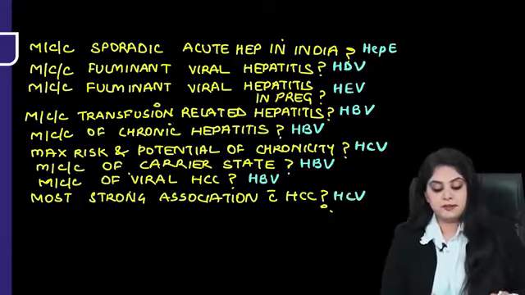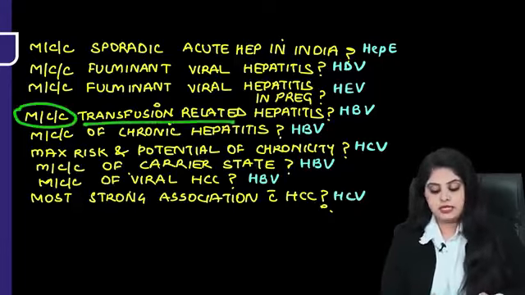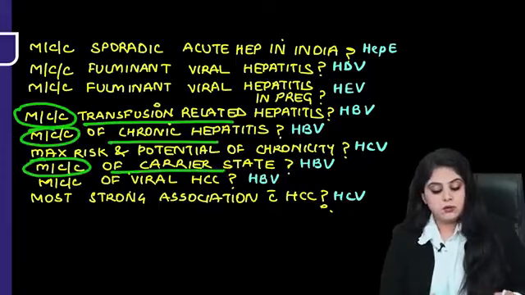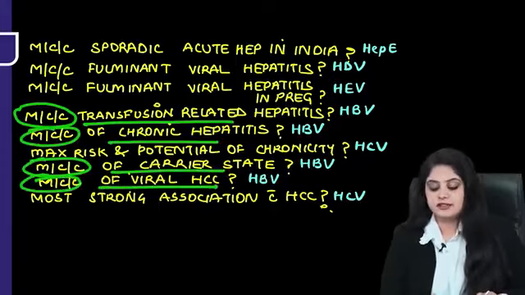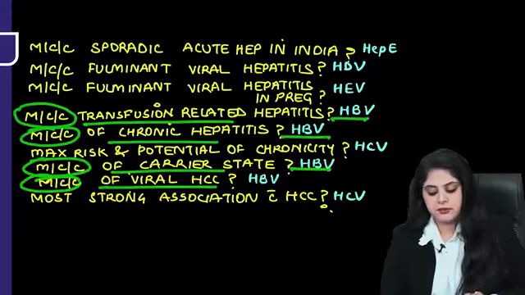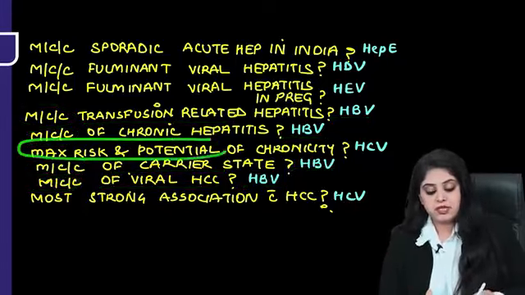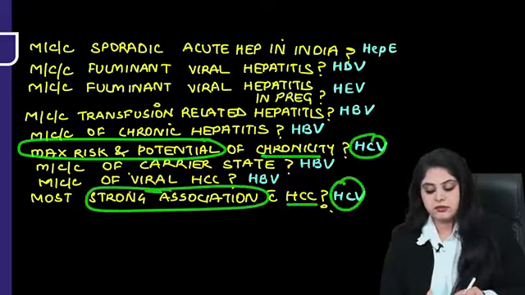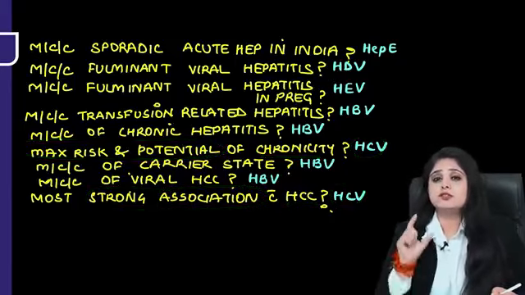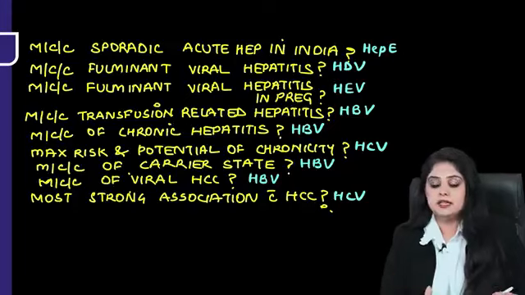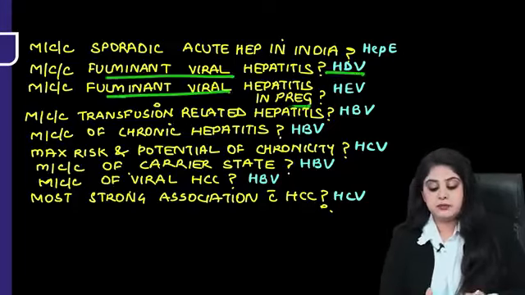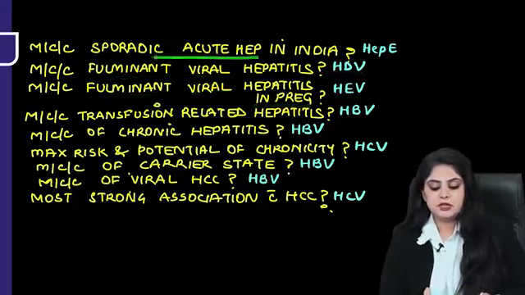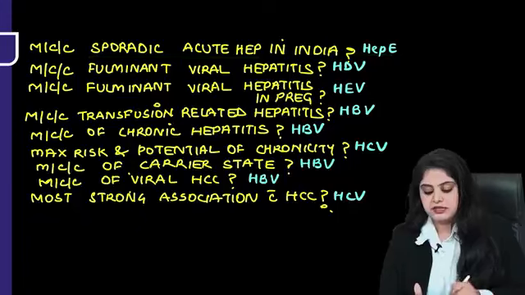So look at this very carefully. Most common cause of transfusion related, most common cause of chronic hepatitis, most common cause of carrier state, most common virus causing liver cancer: the answer to all of these is hepatitis B. But if I ask which has the maximum potential of chronicity or the strongest association with hepatocellular carcinoma, then your answer becomes hepatitis C. Association, strong, potential: from these, hepatitis C will come. Fulminant: hepatitis D. Fulminant in pregnancy: hepatitis E. And if simple acute hepatitis is asked in India, that is hepatitis E. So I think all of this is settled.